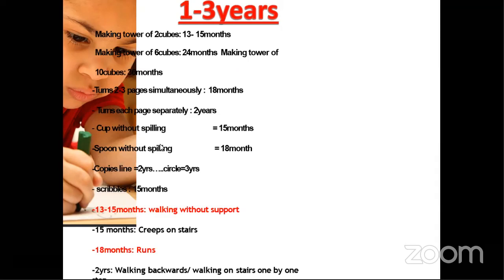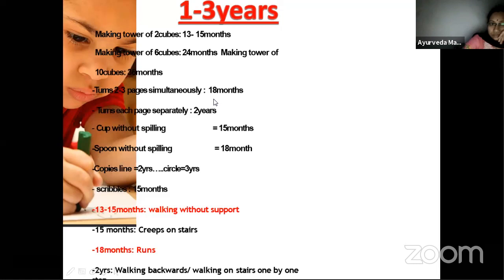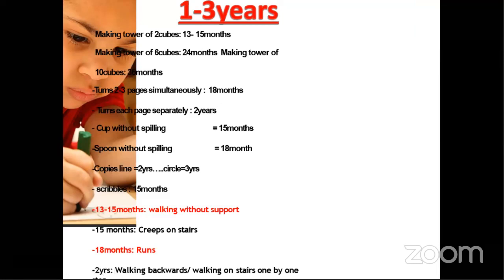Turns 2 to 3 pages simultaneously. When you ask the child to turn the pages, they take many pages and turn them together at the age of 18 months. Turns each page separately by the age of 2 years. They look at the picture on each page by turning a single page at the age of 2 years. Cup with spilling, they hold the cup with spilling at the age of 15 months. Spoon without spilling, 18 months.